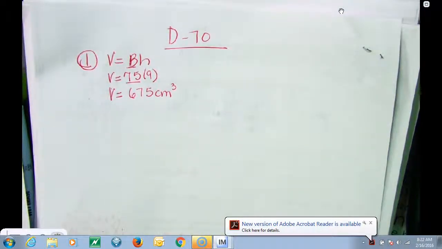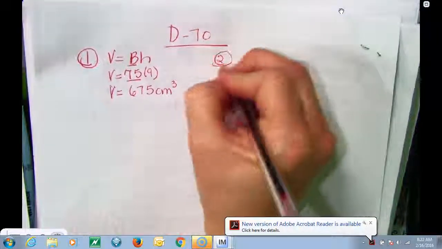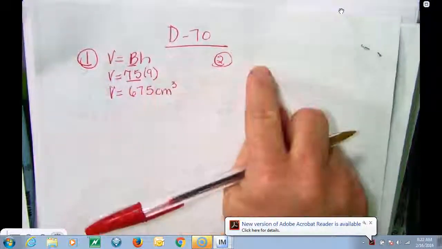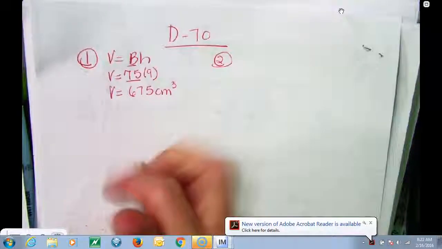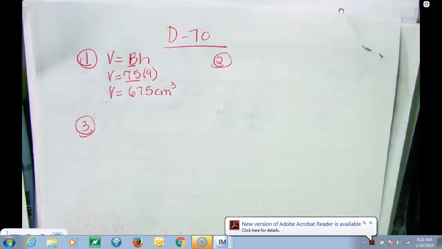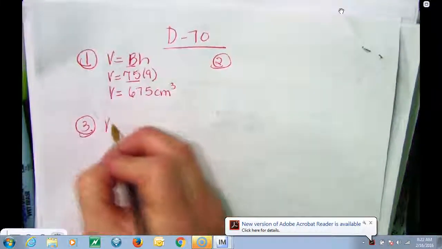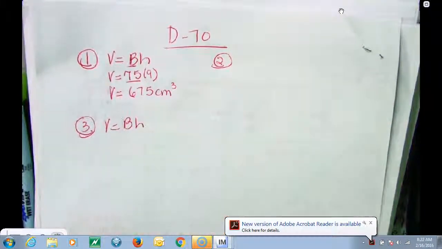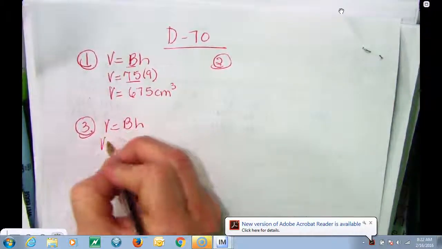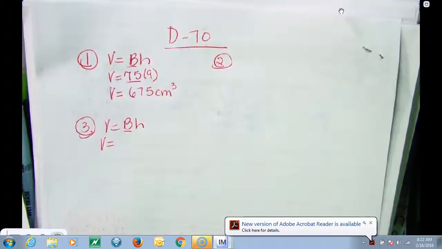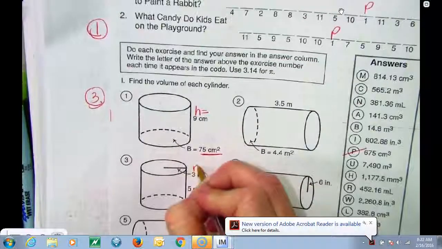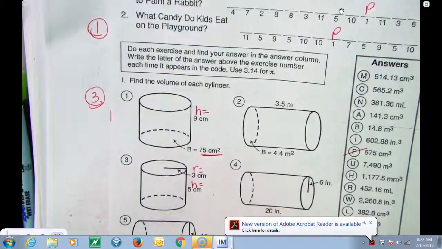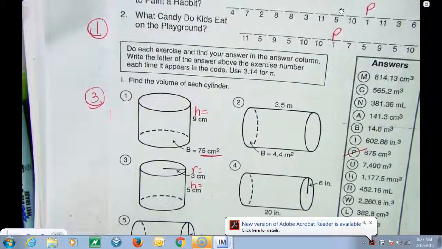It looks like number 2 is the same way, isn't it? Okay, hey, put 2 over here. Put 2 over here beside 1. Skip a line, and let's do number 3 together. We're still getting volume of the cylinder. This time, they gave us the what? The radius and the height. Go ahead and go label.